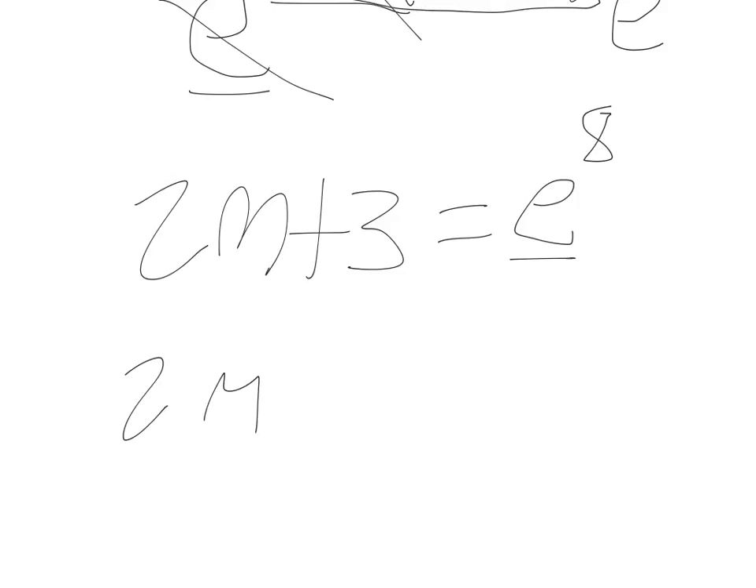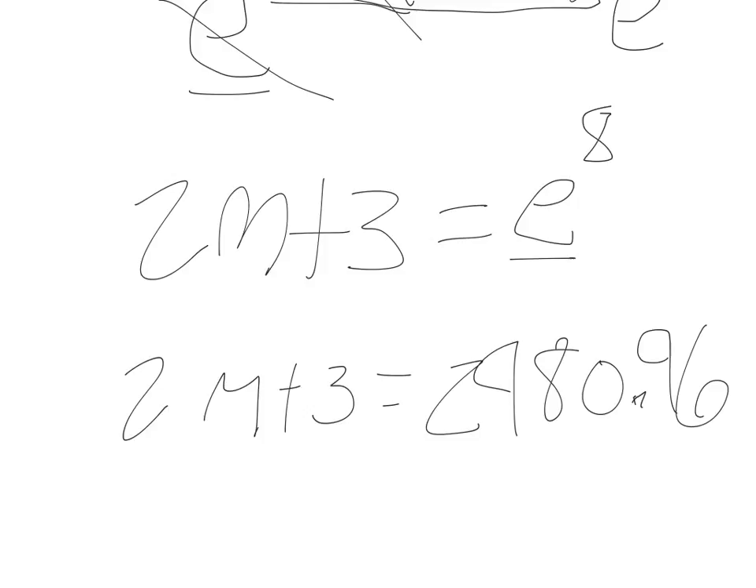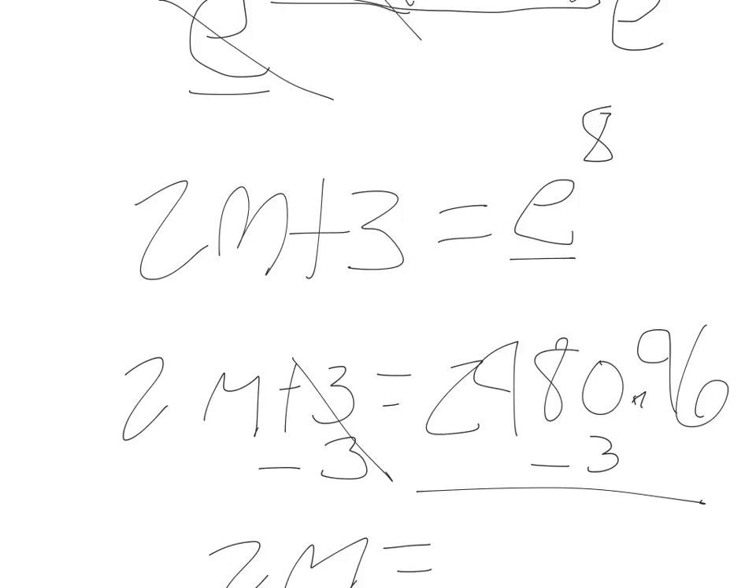2,980.95. So I have 2m plus 3 equals that number that I just calculated. And we're actually going to round up and call this 2,980.96 here. So at this point, now it's just solving a simple two-step equation. Subtract 3 from each side. That's going to leave me with 2m on the left side, and on the right side I'm left with 2,977.96, and then I just divide each side by 2. And when I do that, I get about 1,488.98.